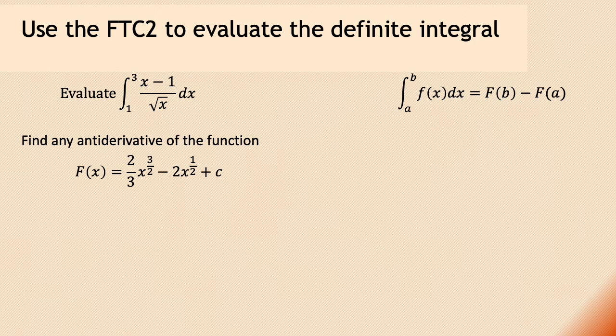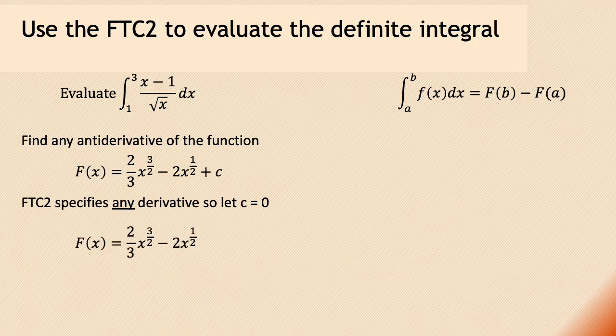It might take you a few minutes to circle back in your brain how to do that, but give it a shot. Make sure you can do that. You should come out with this antiderivative. This is the most general antiderivative. Now for a specific antiderivative, we just choose one, and we'll choose one where c is equal to 0. So we have 2/3 x to the 3/2 minus 2x to the 1/2.